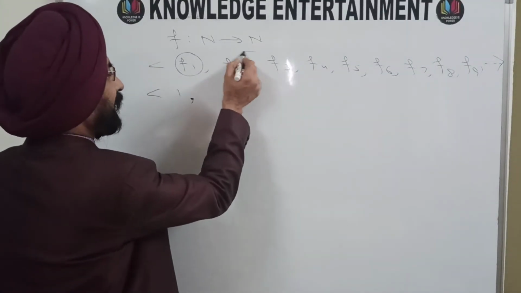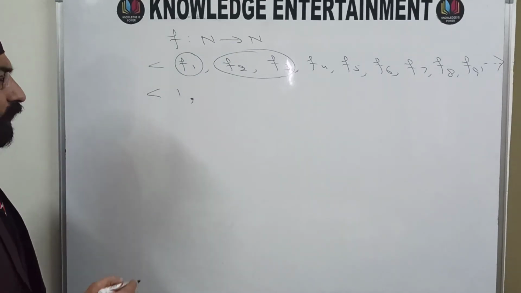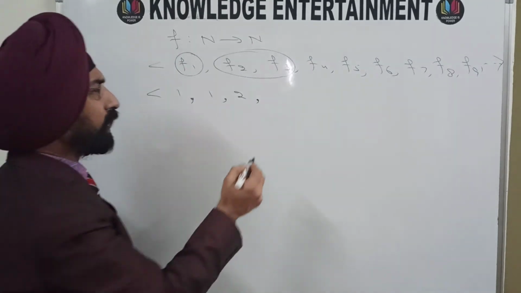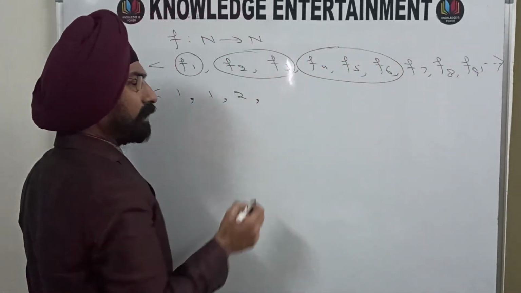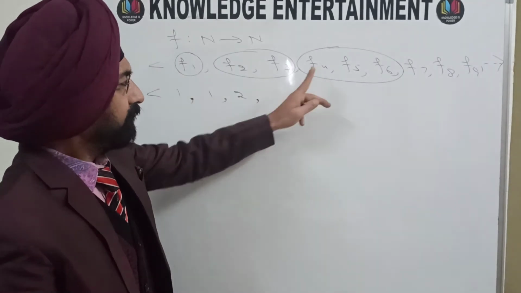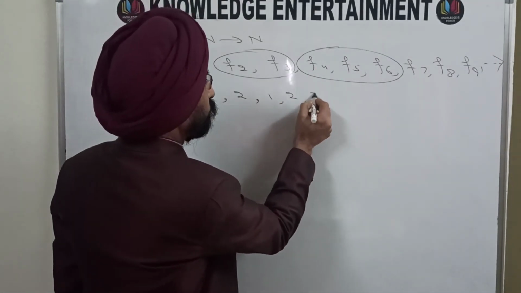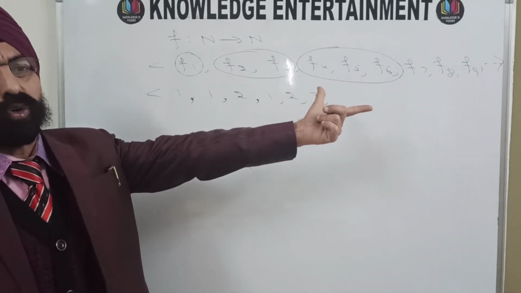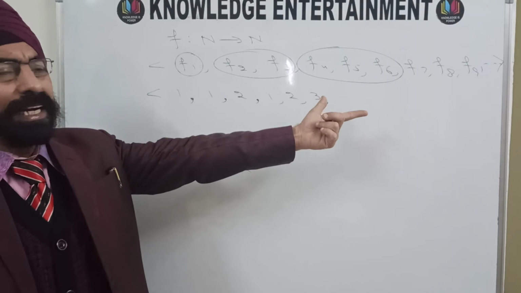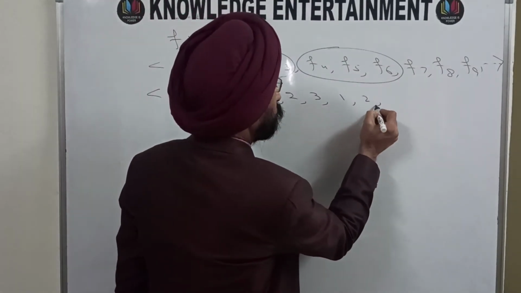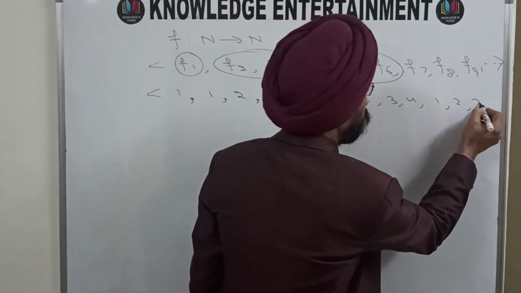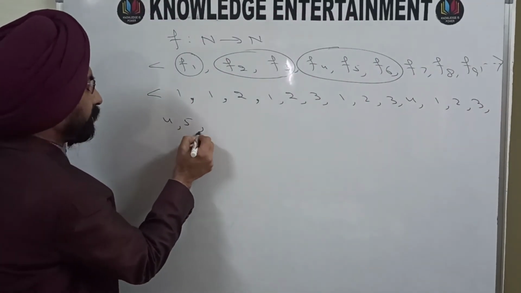So f of 1 is 1. Then for the next two elements, f2 and f3, you define your images as 1 and 2. For the next three members, you define f4 as 1, f5 as 2, f6 as 3. For the next four, take the group of the next four members and define them as 1, 2, 3, 4. And then take a group of the next five members, 1, 2, 3, 4, 5, and so on.